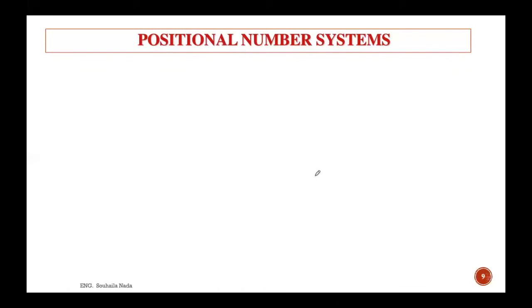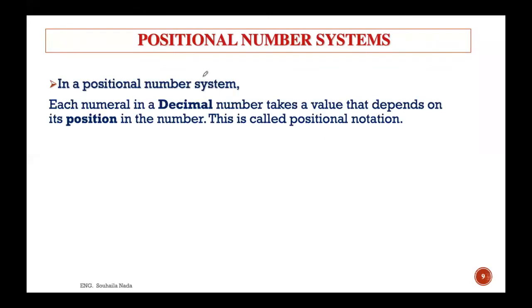Positional numbering system. What is the positional numbering system? Each numeral in a decimal number takes a value that depends on its position. This is called positional notation.